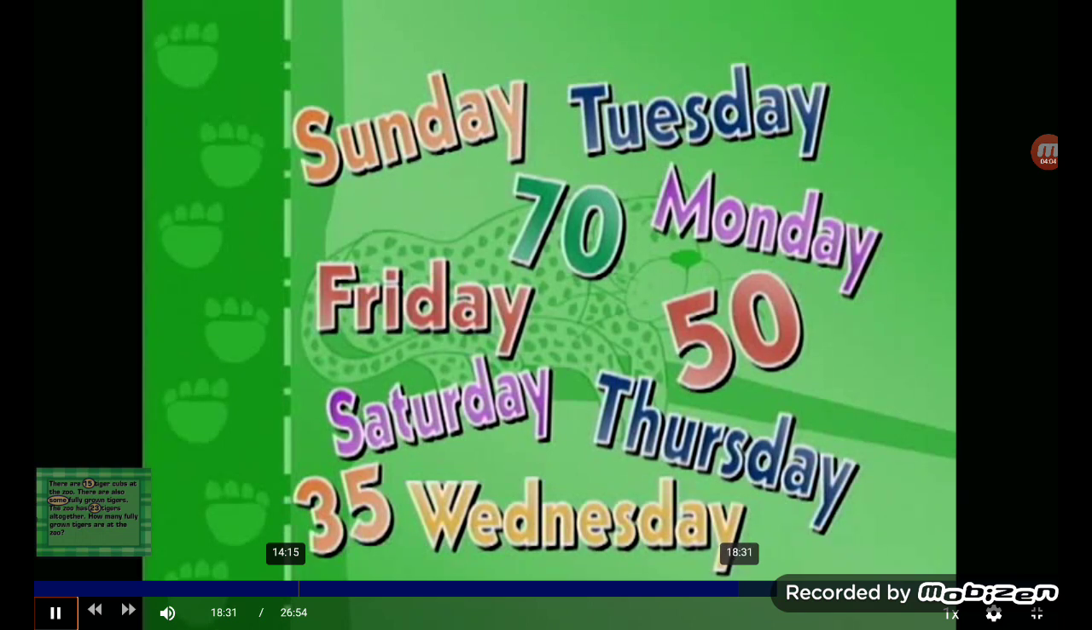Saturday. Super. How many bowls were served on Saturday? 70. On which day were the least number of bowls served? Look at your graph. Wednesday. How many bowls of rice were served on Wednesday? 35. On which 2 days were the same number of bowls of rice served? You're going to have to touch 2 different days. Look closely.